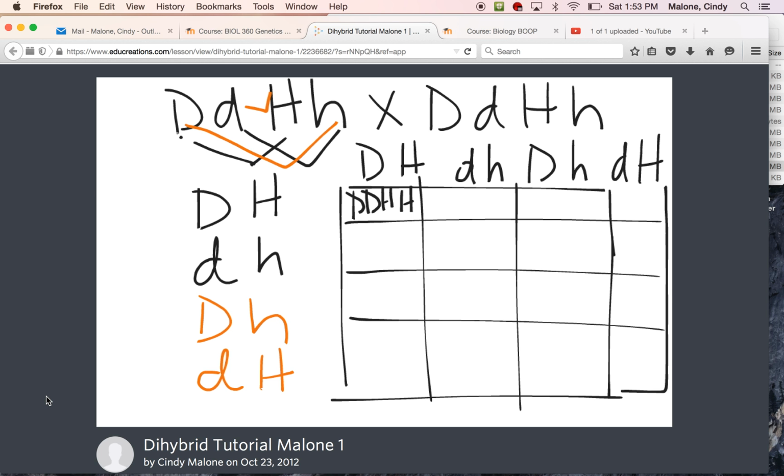Again, this has been a little tutorial about chromosomes, alleles, independent assortment, which creates the different types of gametes, and then how we would put them together in a Punnett square.